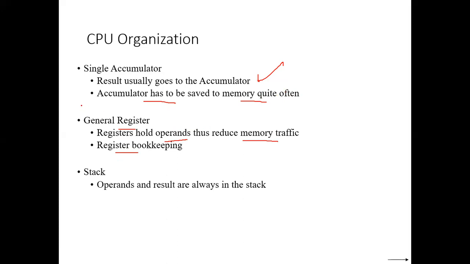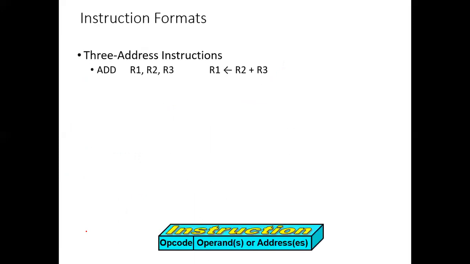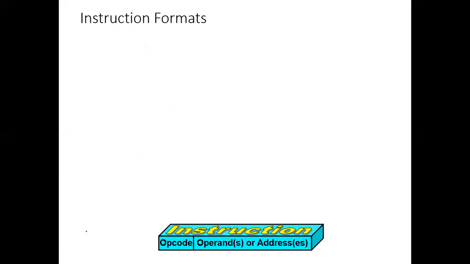In the first case the result can be stored in the accumulator, the first type of instructions. There is another category of instructions where the result can be stored in general purpose registers, and a third type of instructions where the operands and the results can be stored in the stack. This is quite unusual, but we will discuss it. So basically there are different types of instructions, instruction formats, and we'll discuss all these instruction formats.